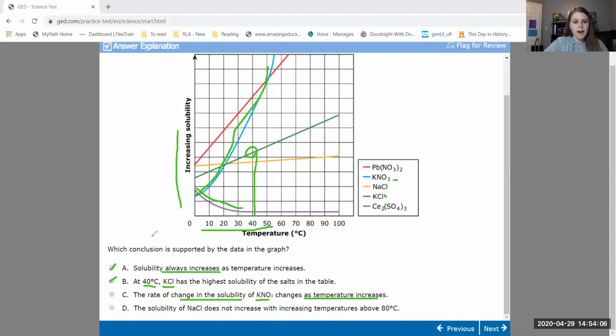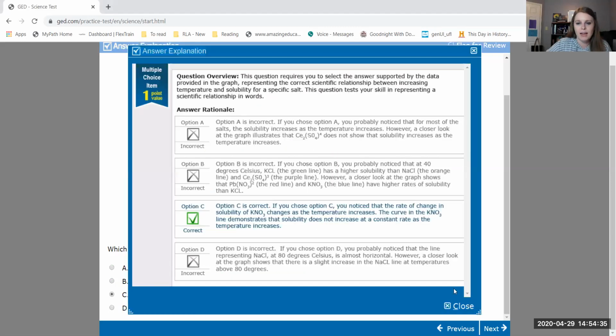The solubility of NaCl does not increase with increasing temperatures above 80 degrees. So NaCl is the yellow line. So we're going to go up to 80 here. Well, it does not increase? That looks like a little increase. It's a small increase, but that line looks like it is increasing just a little bit. So I don't think it can be answer D. I think it has to be answer C. And let's check our answer here, and it is correct.